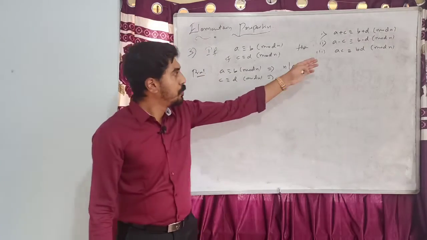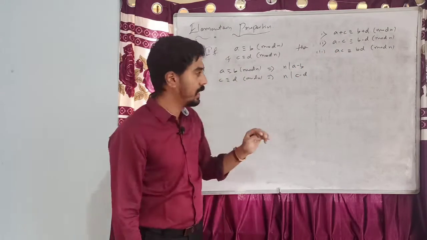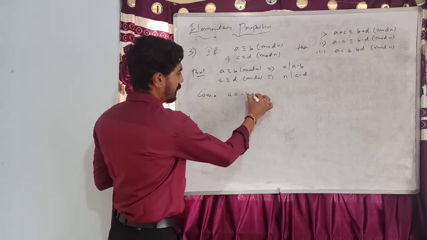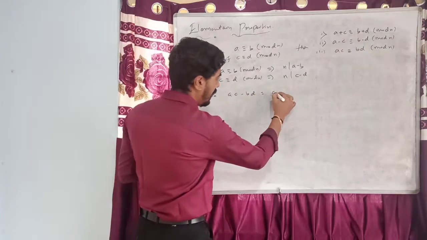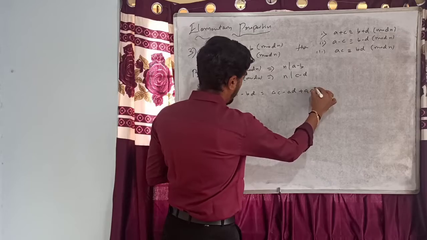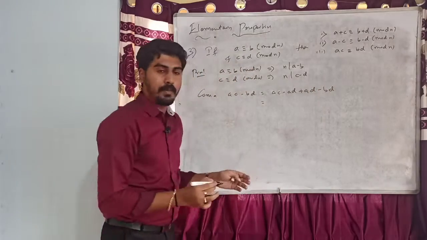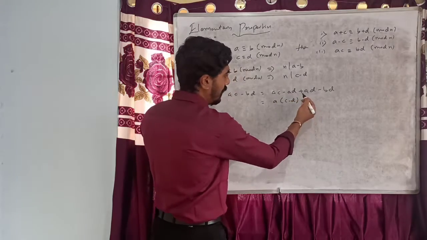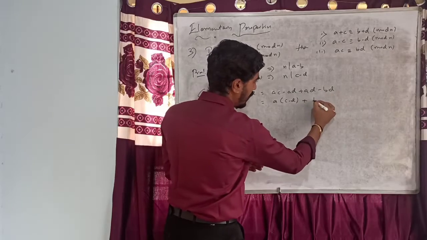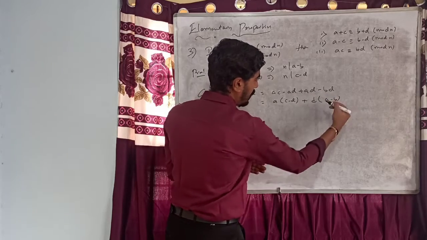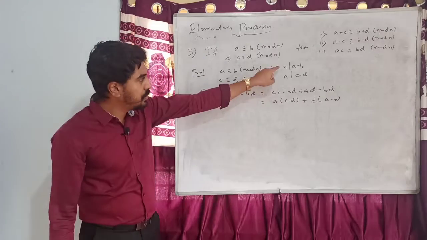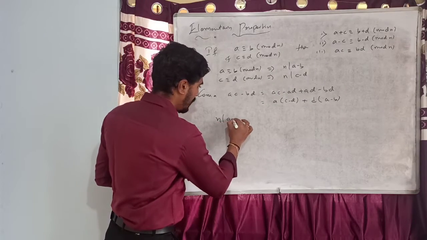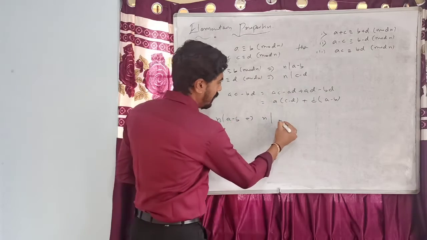Okay. Now to prove this property AC congruent to BD modulo n, first I am going to consider AC minus BD. This is the same as AC minus AD plus AD minus BD. If I take A as common in the first two terms, I get A into C minus D, plus in the next two terms I am going to take D as common. I get D into A minus B. Now since n divides A minus B, n divides D into A minus B.